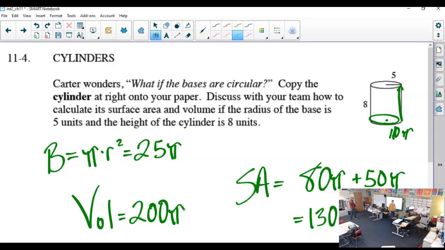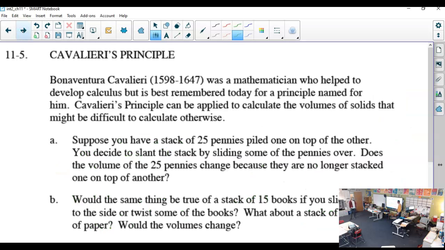Cool. All right, Cavalieri's principle, from the 1600s, if we're talking about when he was making his principles. I doubt he was doing it when he was 1 year old. So this relates to calculus. We're going to look at this really quickly and then move on to the next lesson.